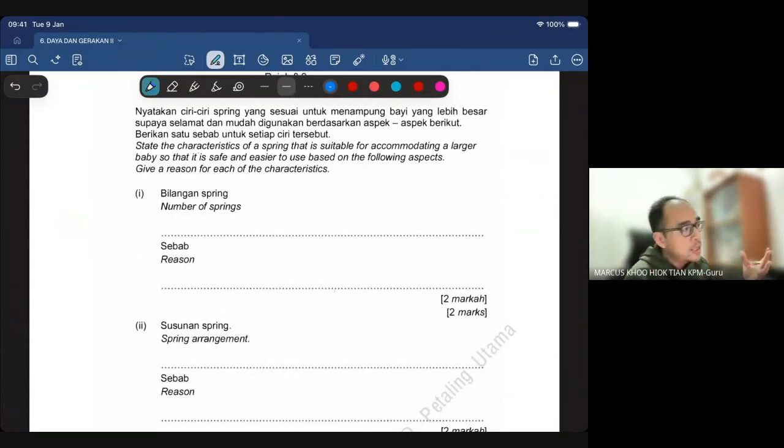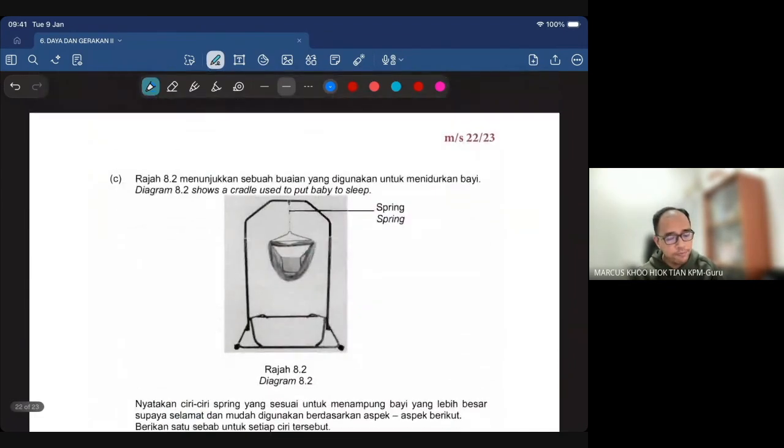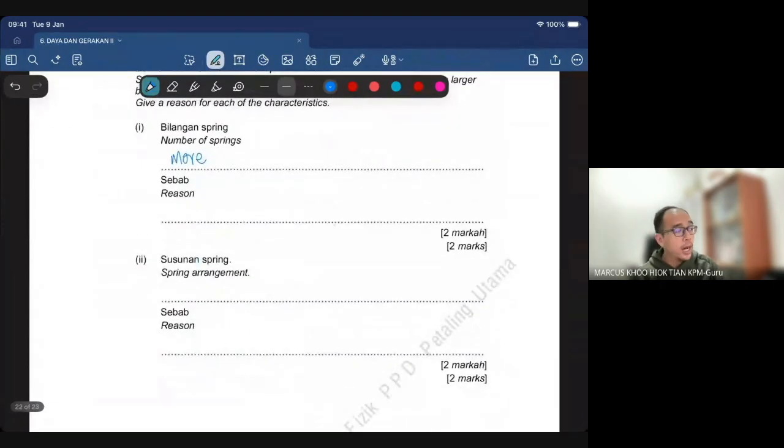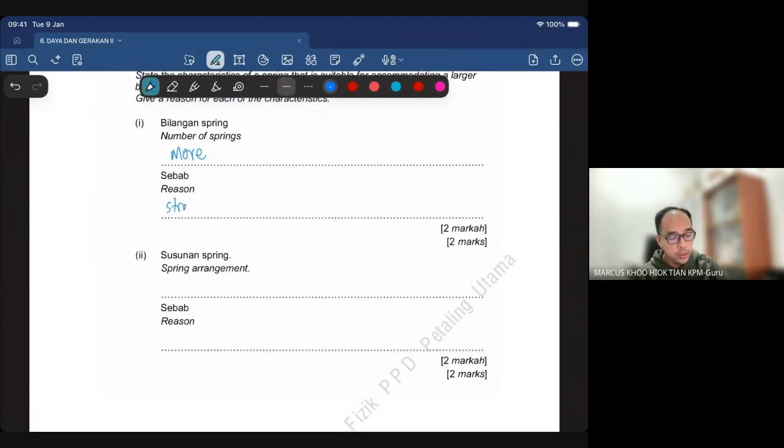Number of springs. Obviously, you want to have more springs, because the more springs you have, the better. More number of springs usually means that it is stronger. Stronger usually also means a bigger spring constant, or bigger stiffness.